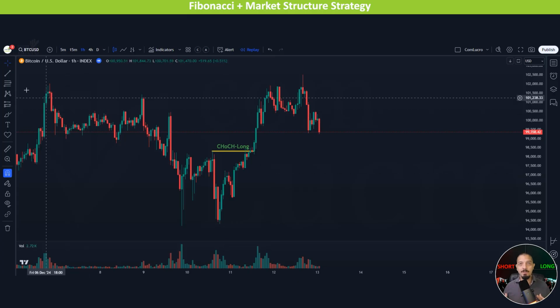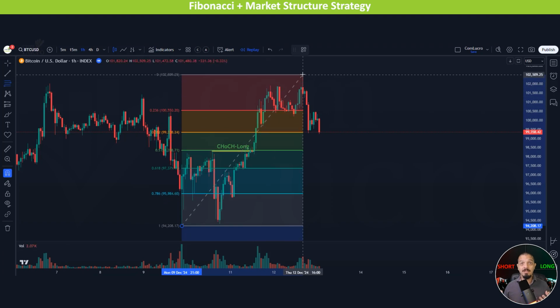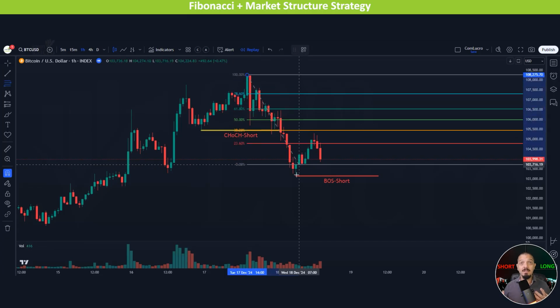Let's start with the Fibonacci retracement. Open your chart on TradingView and select the retracement tool. For bullish moves, connect the low to the high, ensuring that 100% is at the starting point and 0% is at the end. For bearish moves, reverse the process, placing 100% at the top and 0% at the bottom.